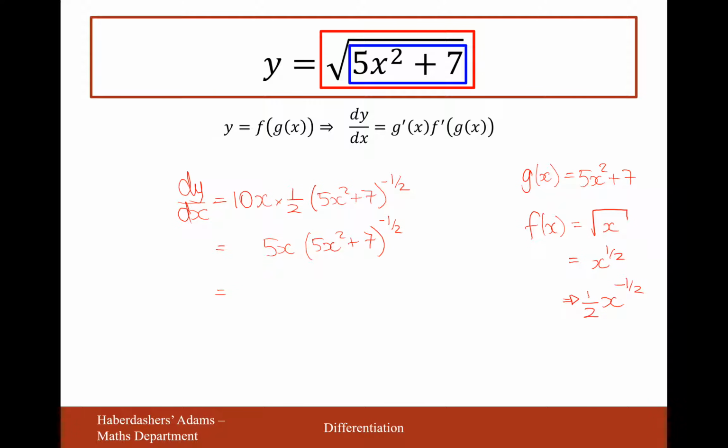So the next part is now just going to be rewriting this as a surd, so it's going to be over the square root of 5x squared plus 7, because the negative on the power makes it over a fraction, and the half makes it a square root. So there we are, that's the answer to this question.